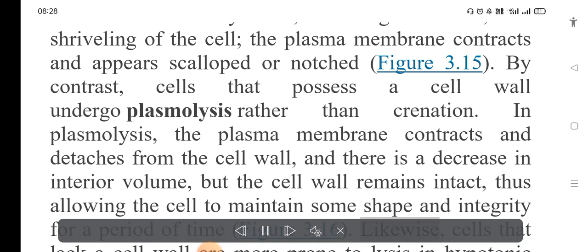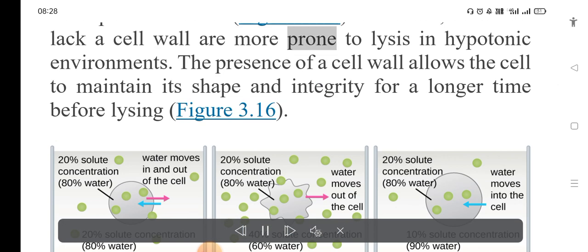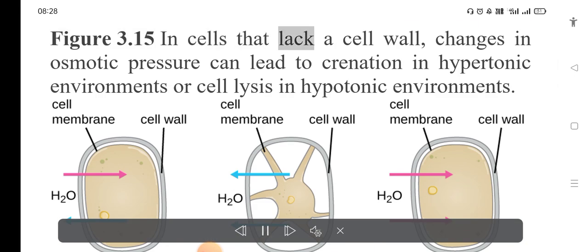Likewise, cells that lack a cell wall are more prone to lysis in hypotonic environments. The presence of a cell wall allows the cell to maintain its shape and integrity for a longer time before lysing. Figure 3.15: In cells that lack a cell wall, changes in osmotic pressure can lead to crenation in hypertonic environments or cell lysis in hypotonic environments.